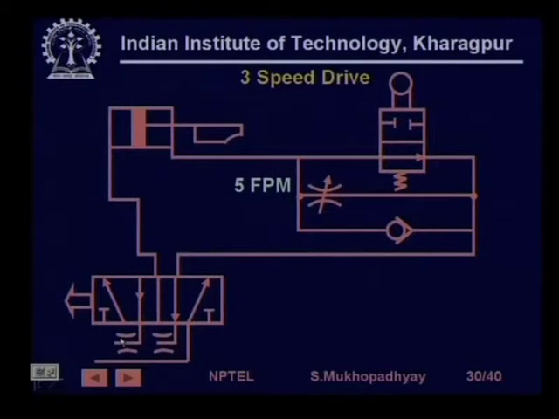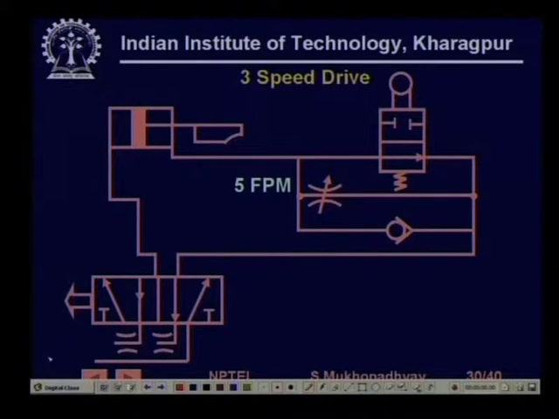Another application is a 3-speed drive. So, in the 3-speed drive we can quickly see what we are doing. So, you see that when, suppose, actually this is wrongly connected, it should have been here and this one should have been here.